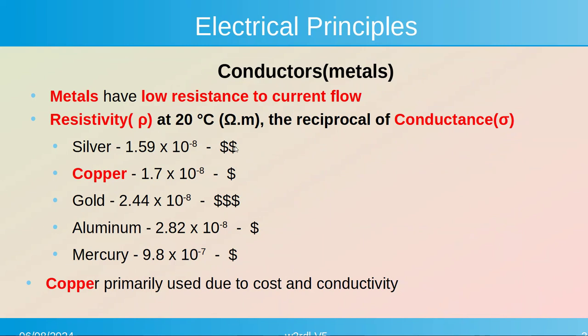I know you notice there's $2 there because silver is relatively more expensive than copper. Although today, copper isn't cheap either. But that's the reason we use copper most of the time instead of silver, because of the cost. And you notice there's not that much difference in the conductivity or resistivity. Whereas gold actually is quite a bit more resistive.